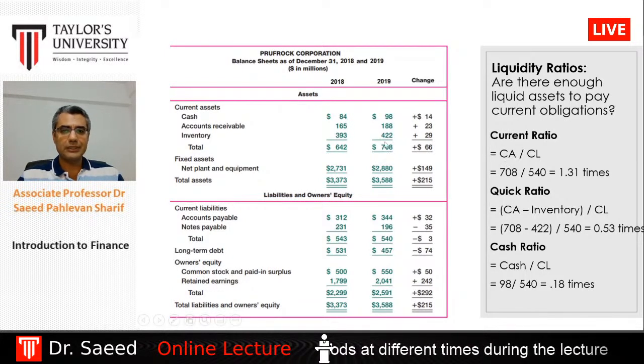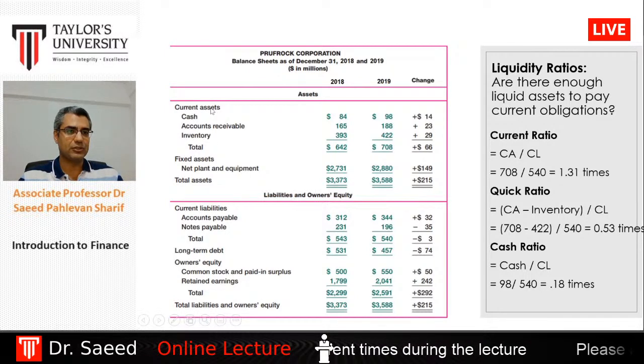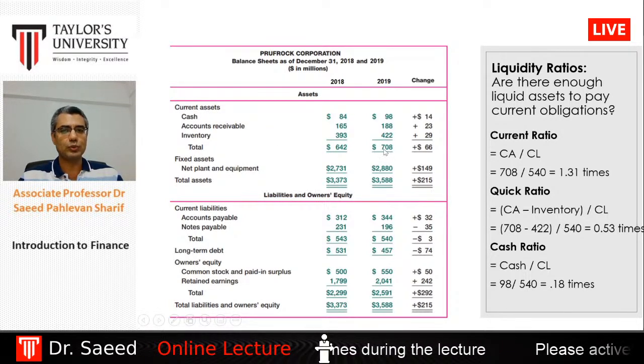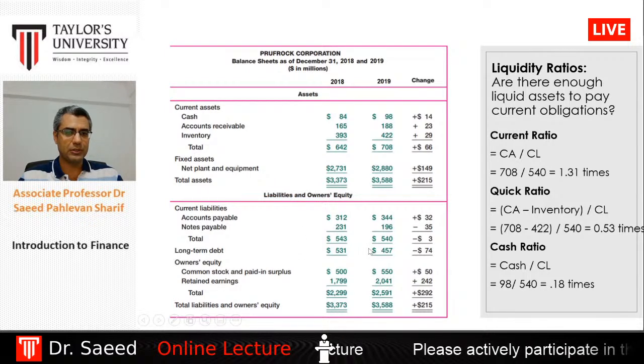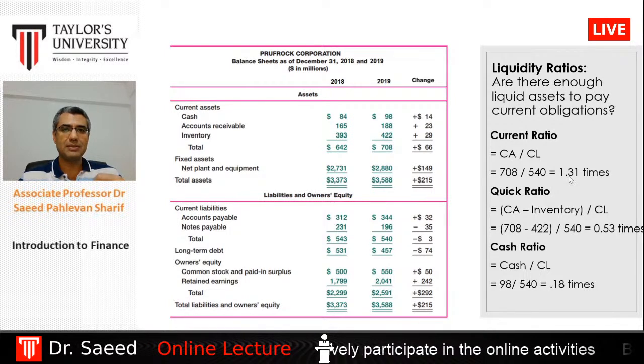In this example, let's use the data for 2019. Where is current assets? Here, the total current assets is $708, but all have been reported in $1 million, so this is $708 million. We divide 708 by current liabilities. The total value for 2019 is $540 million. So 708 divided by 540 will give you 1.31 times or dollars. This means that the company has $1.31 in current assets for every $1 in current liabilities. Or we could say that the company has its current liabilities covered 1.31 times over.